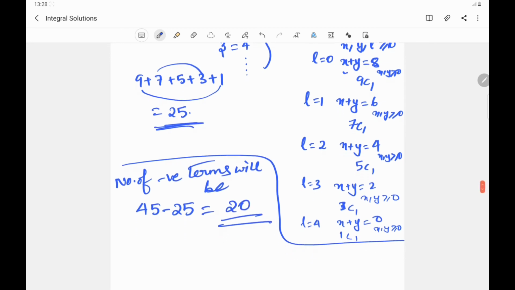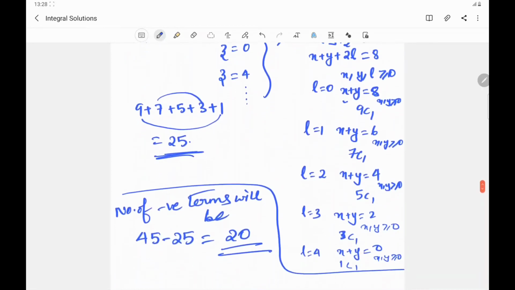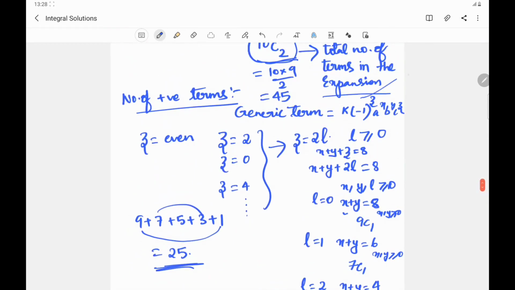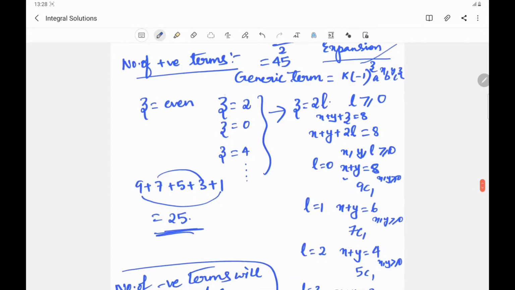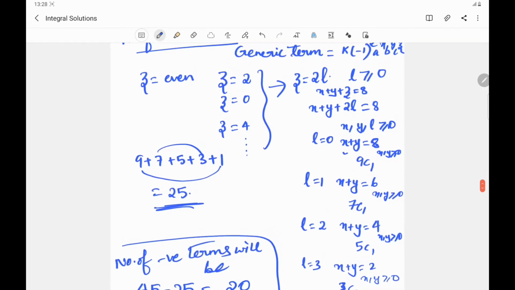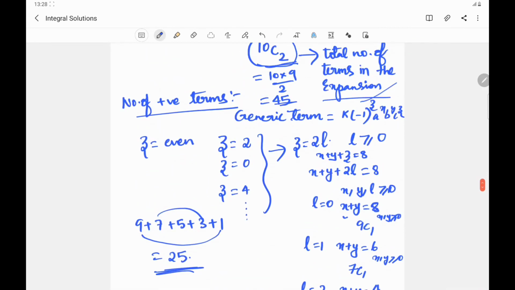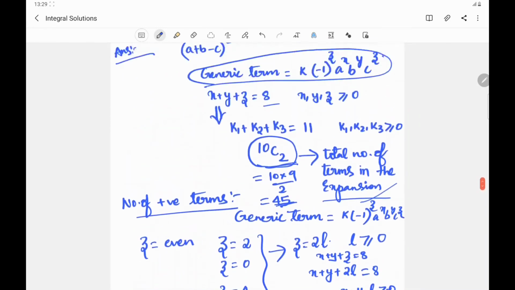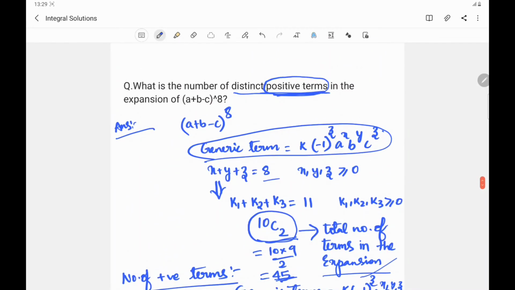You can also calculate number of negative terms by putting z as 2k plus 1 and solving this, but there is no need to solve it because we already know the total number of terms in the expansion, and we have already got the total number of positive terms. In order to get the total number of negative terms, you need to subtract the total number of positive terms from the total number of terms. So this is the way we have found the number of distinct positive terms in the expansion a plus b minus c to the power 8.